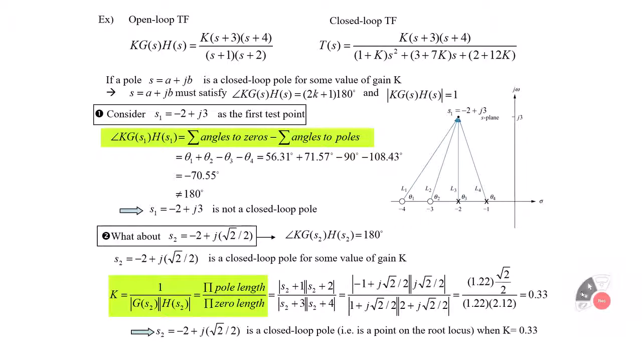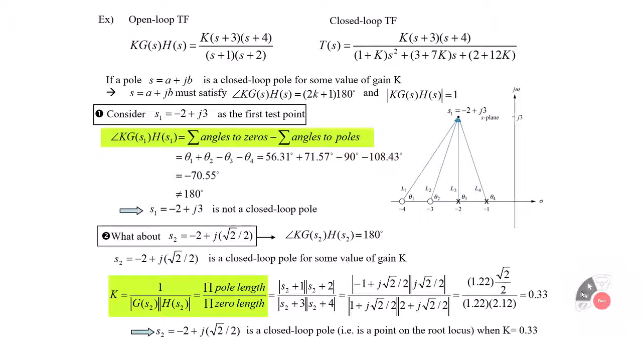Another point. 2.3j. Oh, it's not. So this one. Let's check another point. So this is maybe somewhere here. I want to know if this is closed loop or not. How can we find out? Now, look here. I want to know if this point is a closed pole. How? Check angle. Let's assume that was 180 degrees. That means this point is the closed pole of the system.